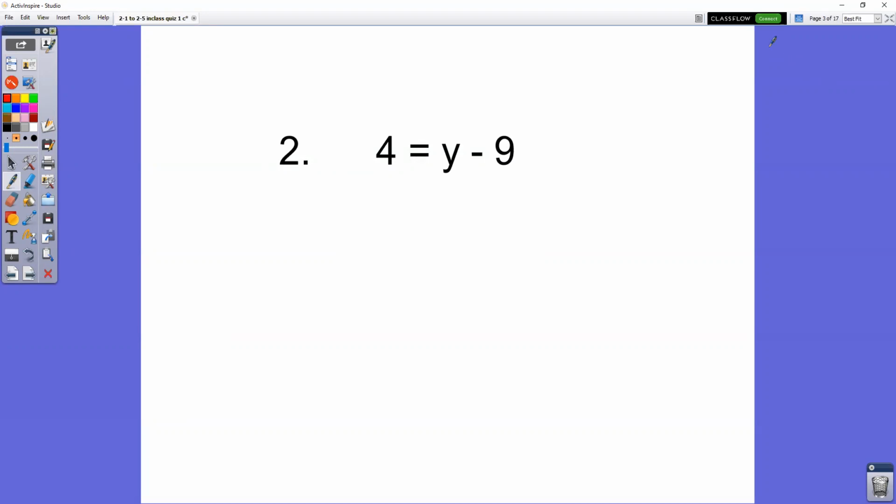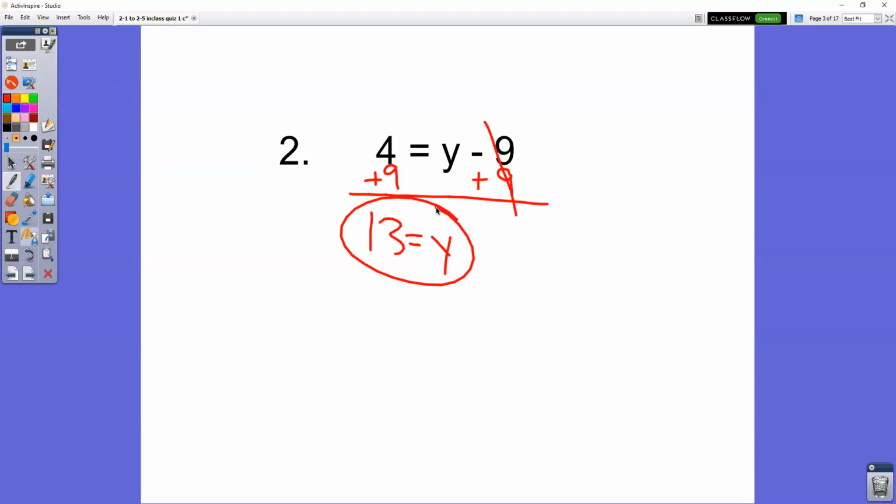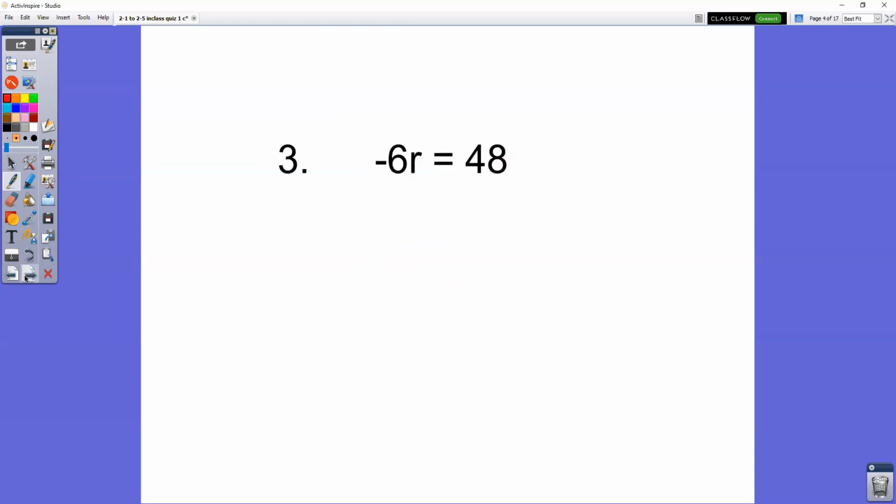So again, you want to try and get the letter all by itself. They wrote this problem backwards. If you don't like that 4 and the equals at the beginning, you can put the equals 4 at the end. That's fine. Nothing wrong with that. Or you could just solve it how it is. We're trying to get that y all by itself. So you want to get rid of that minus 9 by doing plus 9 and plus 9. These 9s cancel out. 4 plus 9 gives you 13. Go ahead and try the next one.